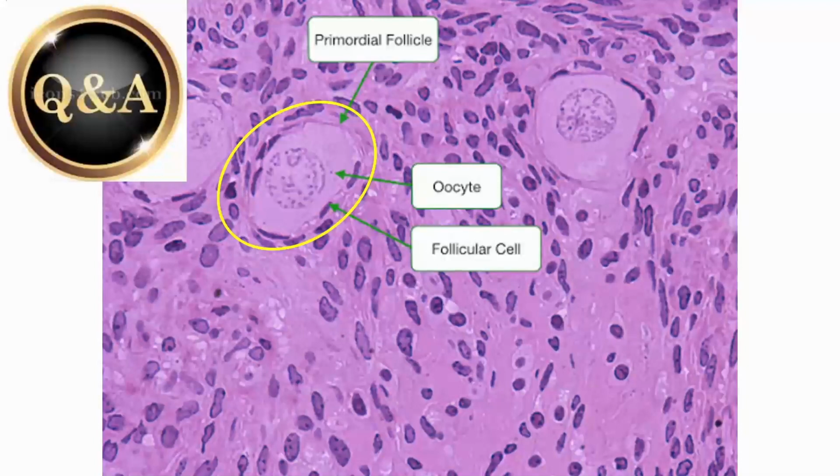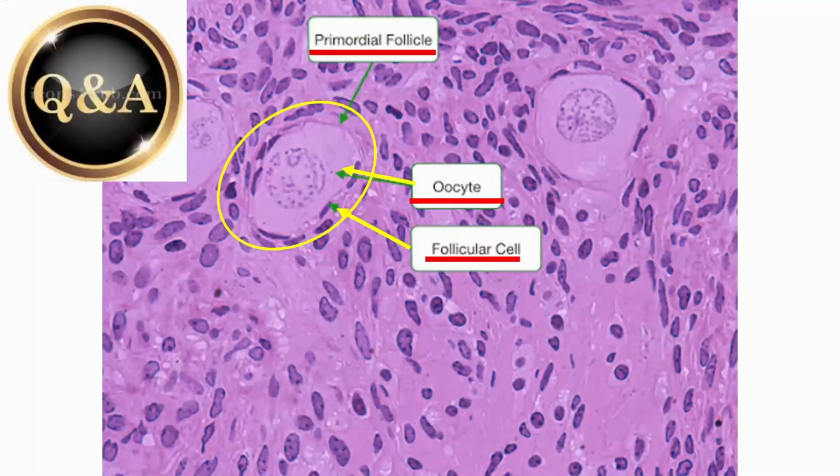And the large cell inside this primordial follicle is the oocyte, the primary sex cell. And you can see that this oocyte is surrounded by dark sausage-shaped nuclei, and here it is a single layer, and these are called follicular cells. From where do follicular cells come? They come from the surrounding tissue to the primary follicle.